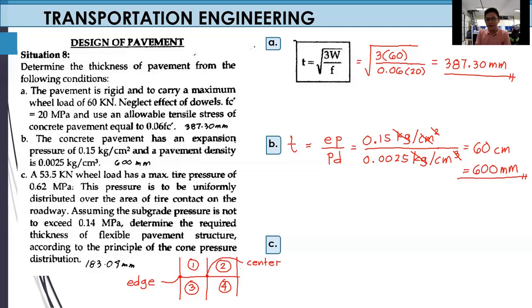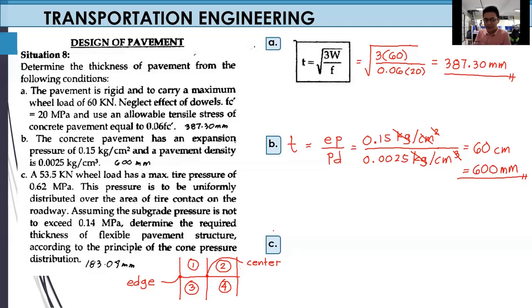Okay, the last condition is that the wheel load is 53.5 kilonewton and the maximum tire pressure is 0.62. The pressure is to be uniformly distributed over the area of the tire contact on the roadway. Assuming that the subgrade pressure is not to exceed 0.14 megapascal, determine the required thickness of flexible pavement structure according to the principle of the cone pressure distribution. This is what I mentioned earlier, and we will use it for letter C.